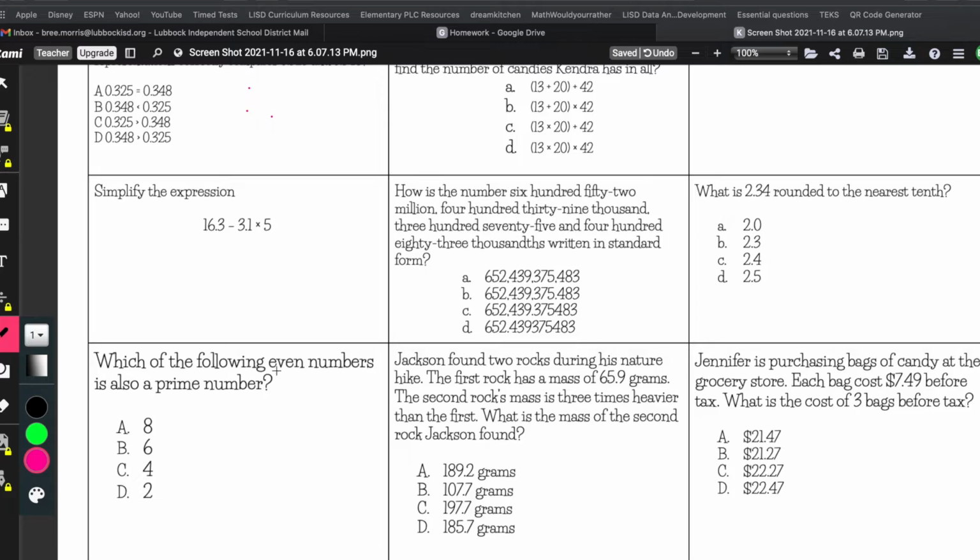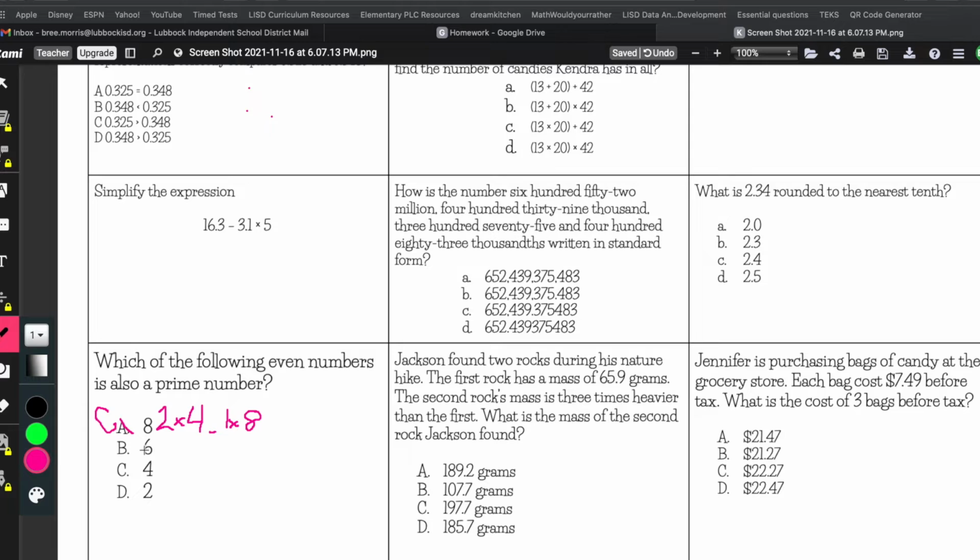Which of the following even numbers is also a prime number? You need to list your factors for this. What times what can give me 8? Well, I know 2 times 4 can give me 8. I know 1 times 8 can give me 8. So it cannot be A. This is composite.